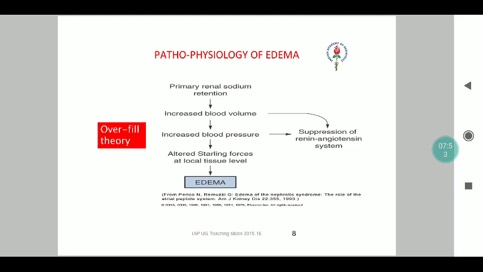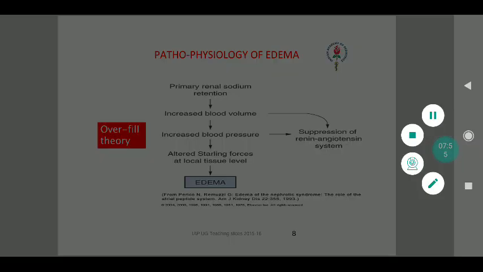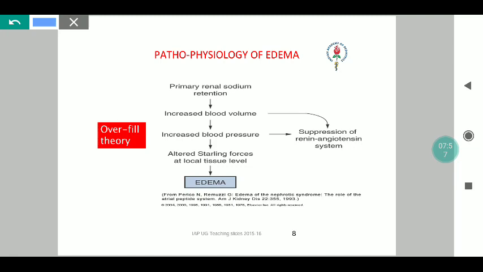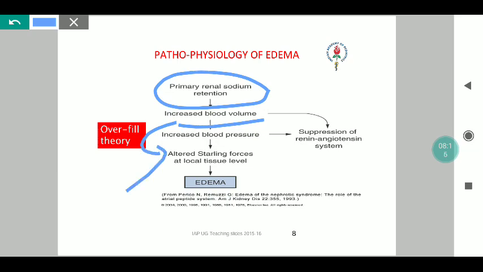Now the second component is the overfill theory. Naturally, as the name suggests, underfill and overfill are two extremes and opposites of each other. The overfill theory occurs because of primary renal sodium retention, because there is a relative loss, as we already discussed. Because of sodium retention, there is an increased blood volume. An increased blood volume also results in increased blood pressure. Sodium retention itself is a factor for blood pressure increase. So increased pressure increases starling forces at a local tissue level, as a result of which there will be edema.